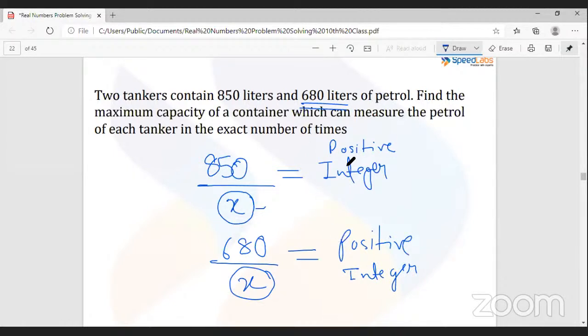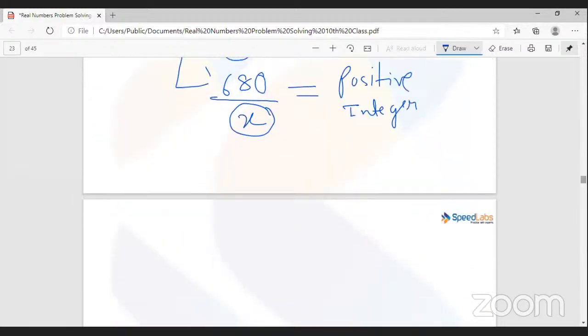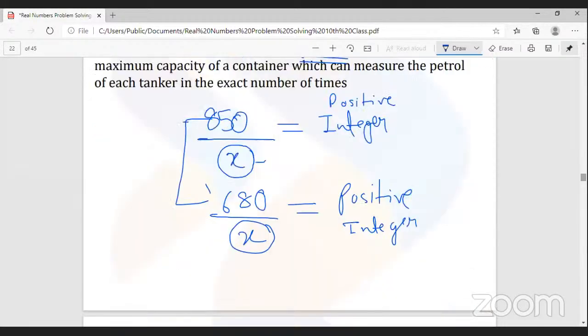Now, a common factor can be 1 also. We can take 1 liter of petrol, we can have a container of 1 liter. But no, they have asked the maximum capacity of a container, the maximum possible factor, which can measure the petrol of each tanker in the exact number of times. So we have to find the highest common factor between 850 and 680. This is the reason why we are finding HCF here. Now is it clear, Kuldeep? Yes, ma'am. Now I got it.